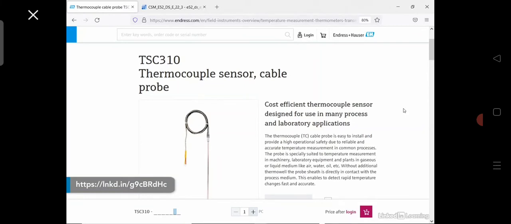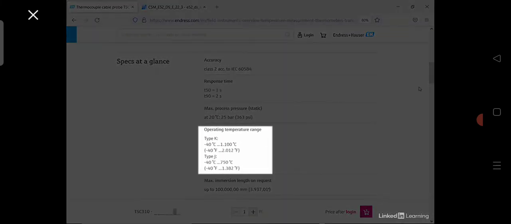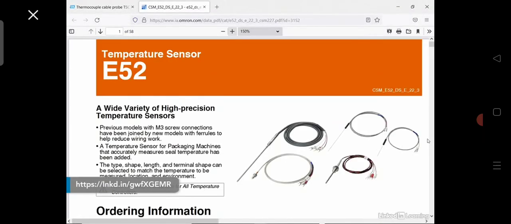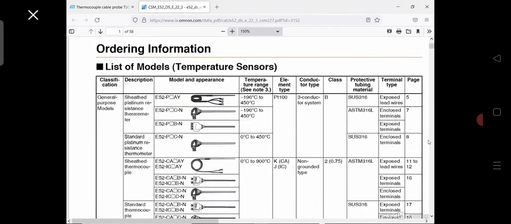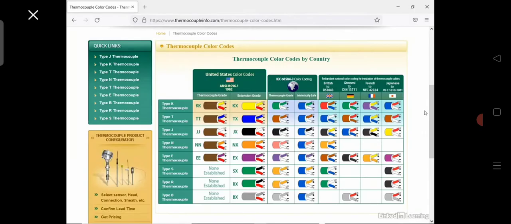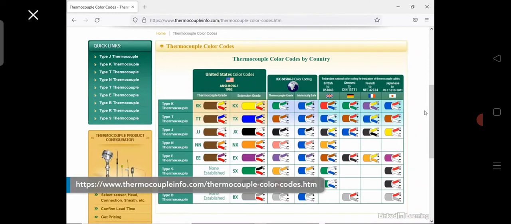Here's an example of a thermocouple from Endress Hauser. It shows that this thermometer can come in two types, type K and type J, and it shows the temperature ranges for each one. Details are also included in the datasheet, like this example from Omron, showing type K, J, and R for these temperature sensor models. The color coding depends on the different standards used within different regions.